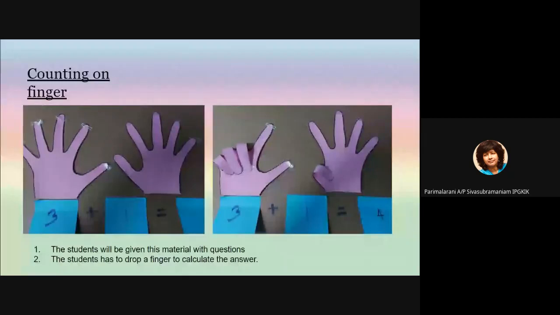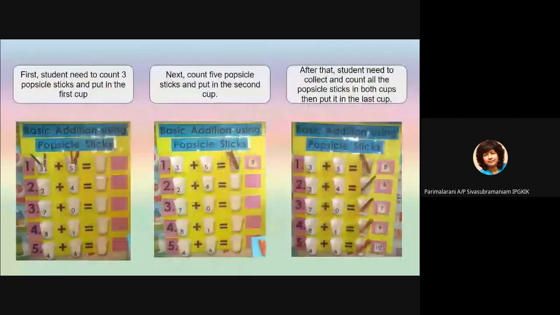Okay, earlier than this was the popsicle sticks. This one is also the altogether model. 3 and 5 altogether becomes 8. So this is an activity for the altogether model.